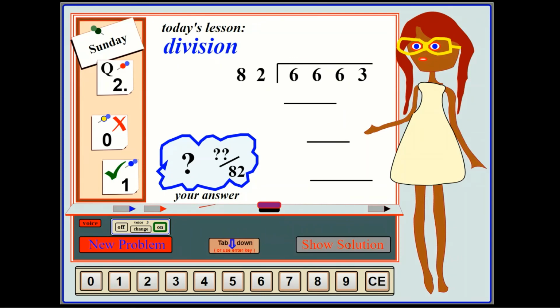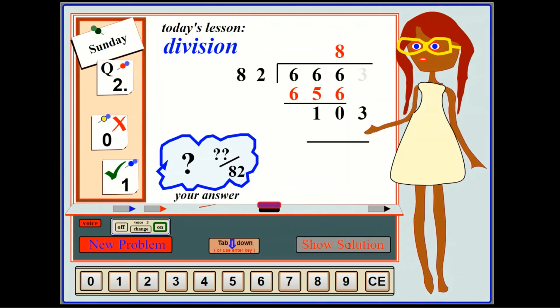When we look at this problem, we see that 82 is bigger than the first two digits of 6,663. So we trim the big number to 666. 666 contains 8 of the 82s. This accounts for 656. So it leaves 10 unaccounted for.